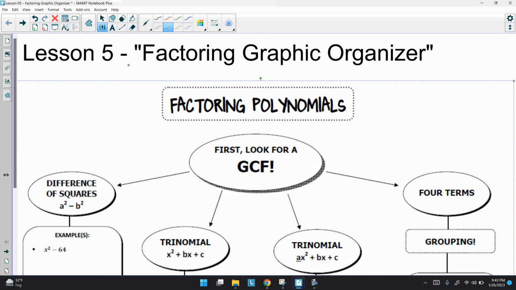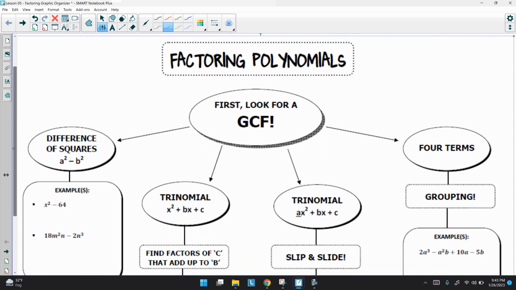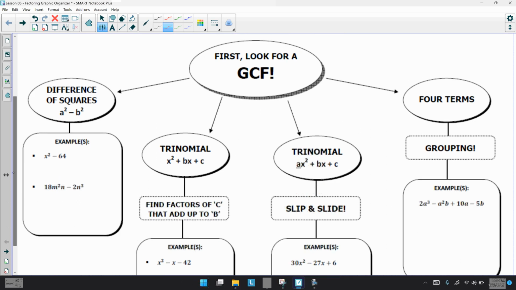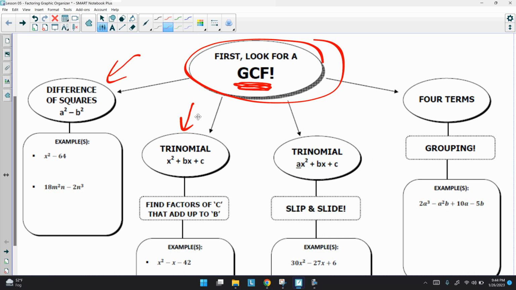Anyway, this is going to be an accumulation of all the factoring methods. So, I made a nice little flow chart here. First look for greatest common factor. Always check for greatest common factor. From there, it could already be factored in this one step. But if you have to keep going, it could be a difference of squares, a regular trinomial, a trinomial with an A, or four terms where you do the grouping method.